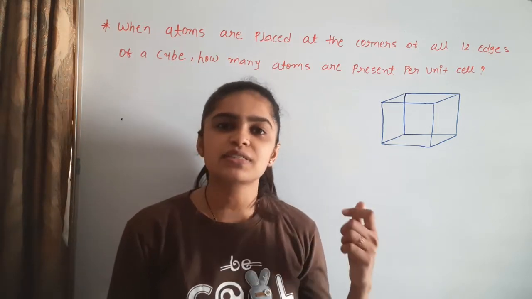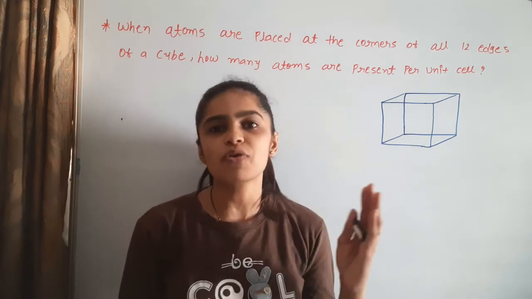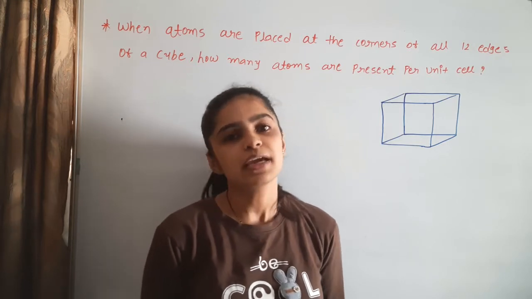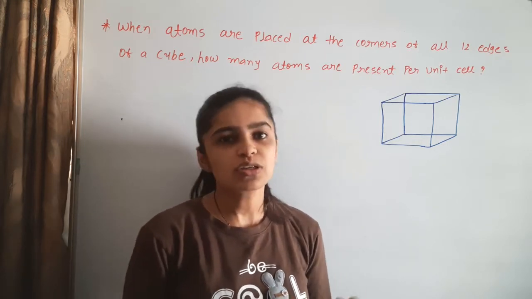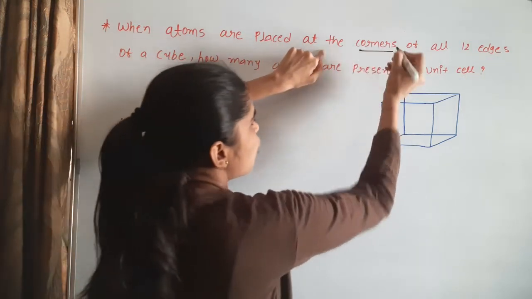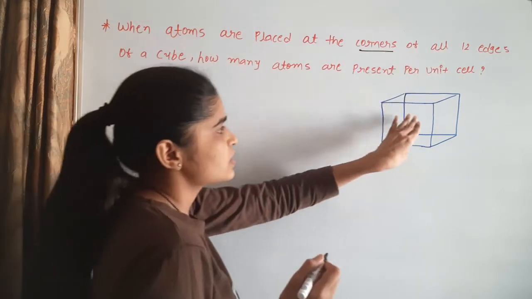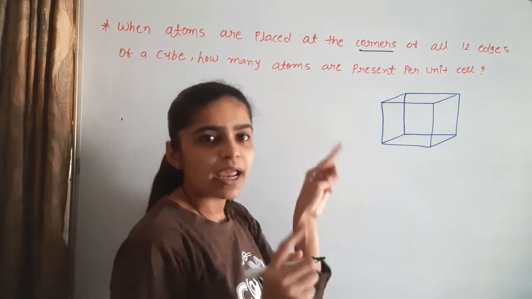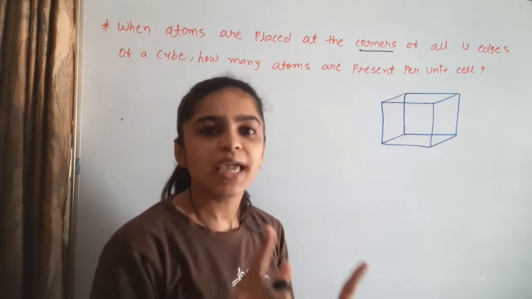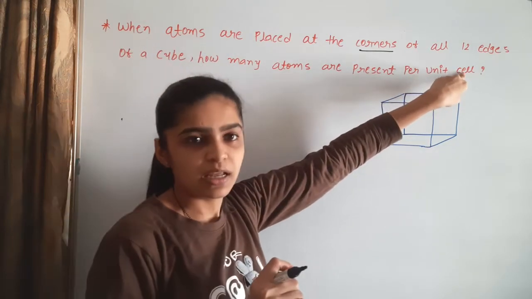In this lecture, we discuss various problems based on the number of atoms present in the unit cell, edge length, radius and distance. The first problem: when atoms are placed at the corners of all 12 edges of a cube. In this cube, 12 edges are present and all 12 edges give the 8 corners. Only 8 corners. How many atoms are present per unit cell?